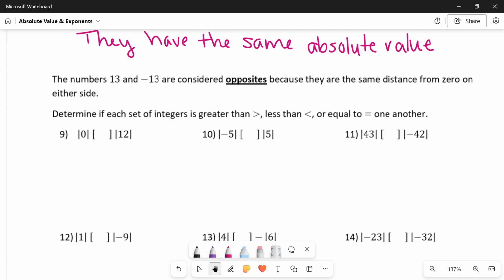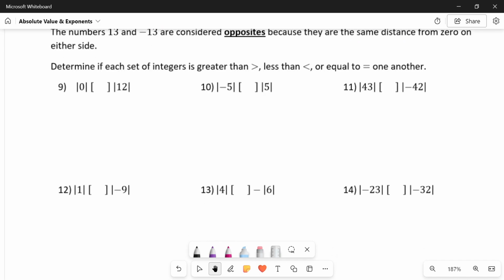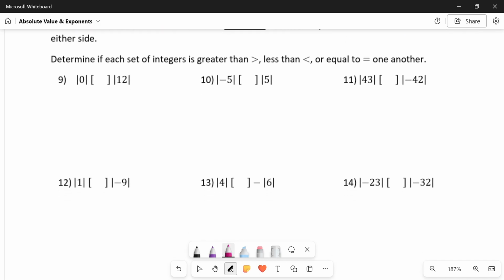Determine if each set of integers is greater than, less than, or equal to one another. Okay, so the absolute value of 0 is 0. The absolute value of 12 is 12. 0 is less than 12. Number 10, the absolute value of negative 5 is 5. The absolute value of 5 is 5. 5 is equal to 5.